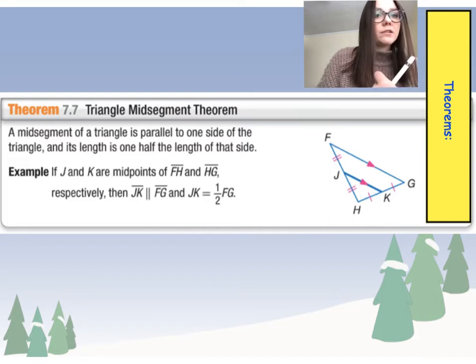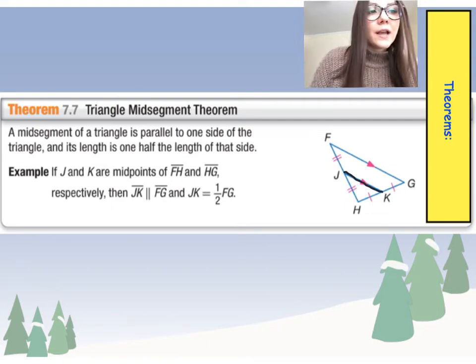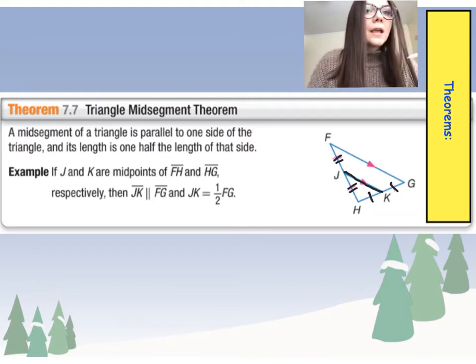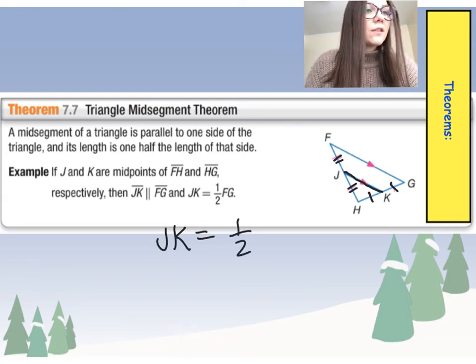side it's parallel to. So in this case, we know segment JK is our mid-segment based on the tick markings here, showing that it's the midpoint of each side. So we know that the length of JK is equal to half the length of the side it's parallel to, FG.